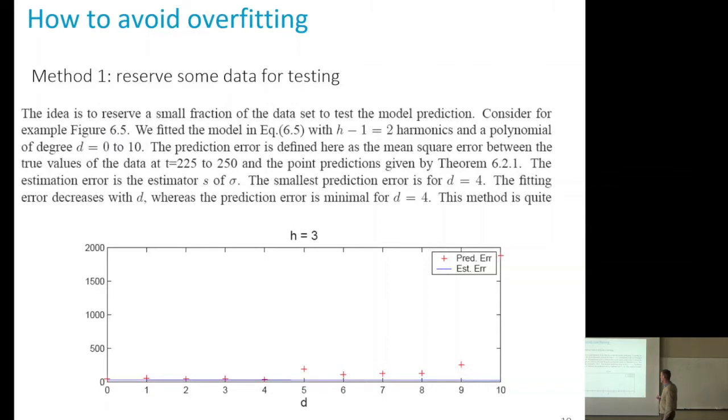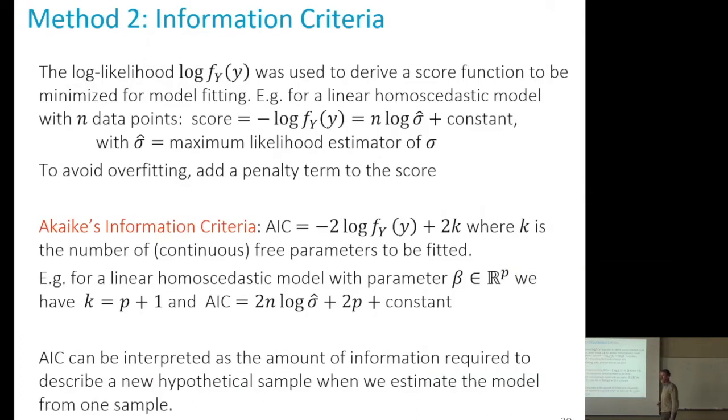We can always do that. So I did that here by reserving some data for testing. For the model, for example, that has 2 harmonics, or 3 periodic components as a function of d, I'm showing the prediction error. So I've reserved some data, the last 24 data points, and I compute some integral of the prediction error, and we see that things don't get better when d increases. We see that the best d is for d equals 4. That's one possible method here.